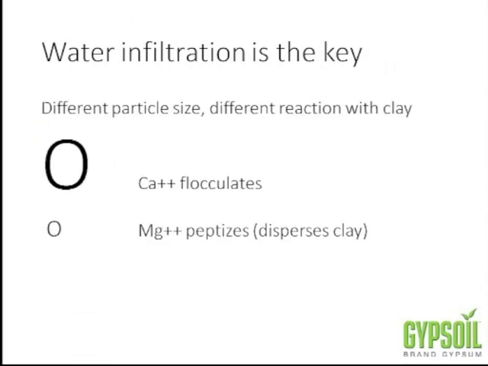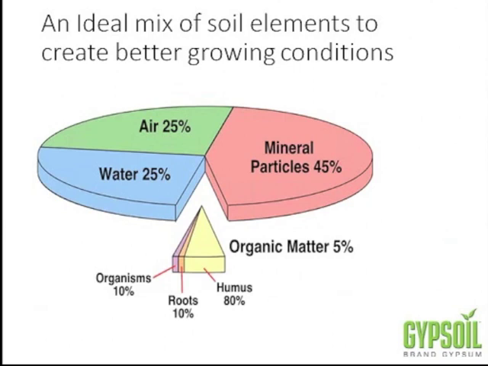Remember that calcium, because it's a bigger element, flocculates, and magnesium peptizes, disperses that clay, and so it tends to make those soils tighter. An ideal mix of soil elements that we like to shoot for is 25% water, 25% air, about 45% minerals, and about 5% organic matter. Of that 5%, we like 80% of it to be humus, 10% to be roots, and 10% to be microbiology.